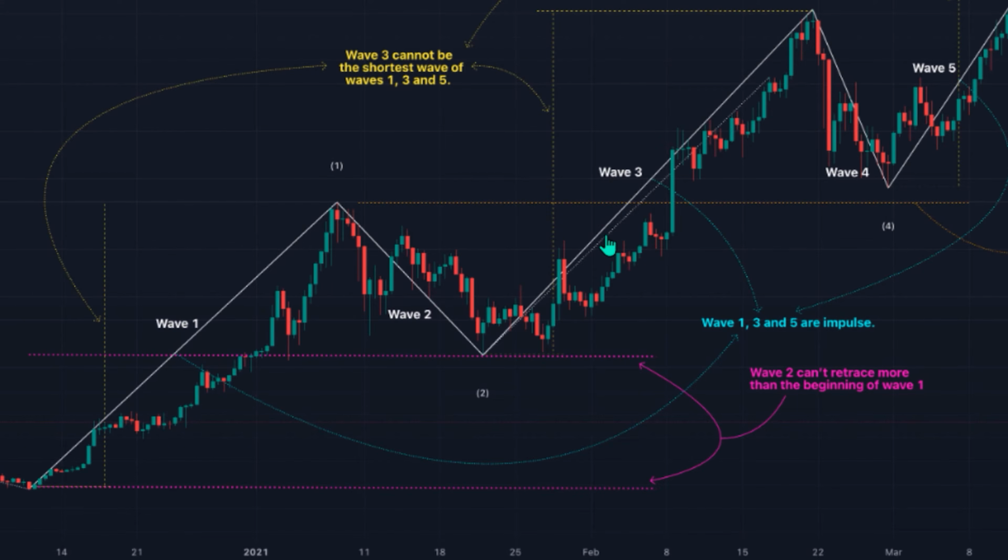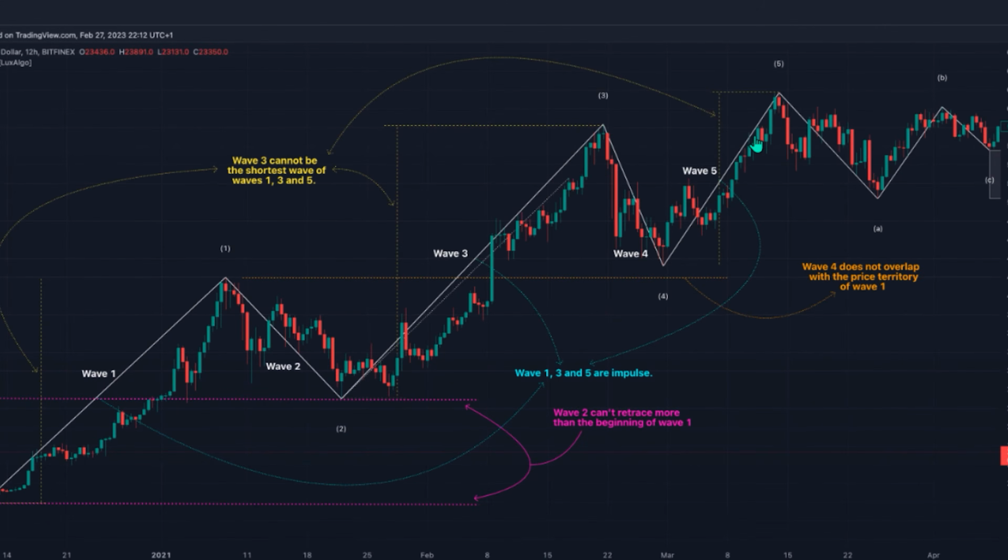After the exhaustion of wave 3, there comes another corrective price move down. This time, the end of this wave moved closer to the high of wave 1. Take note, this wave end should not overlap with the price territory of wave 1. This corrective price move can be tagged as wave 4. And again, the bullish trend resumed its upward impulsive move.